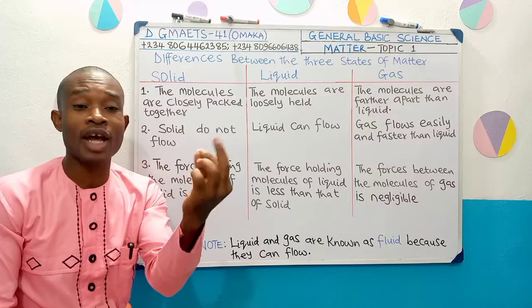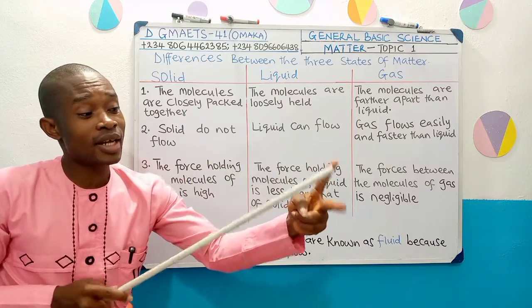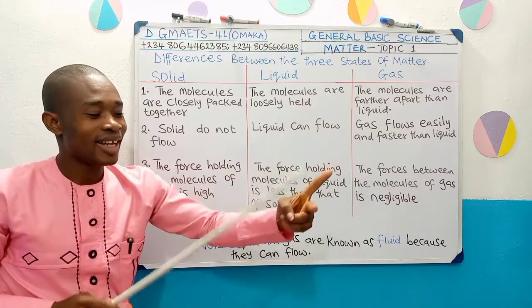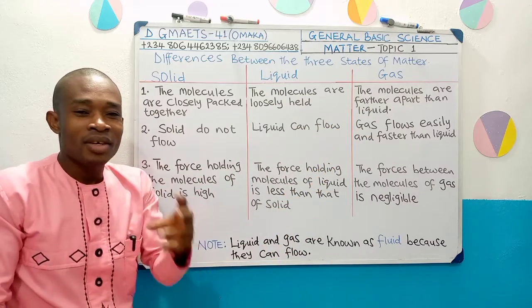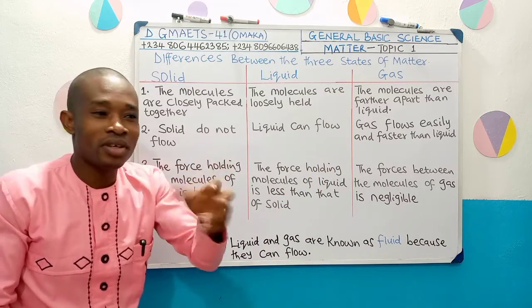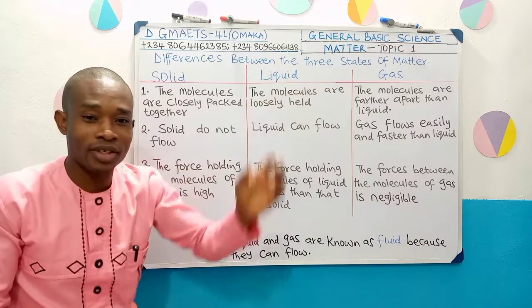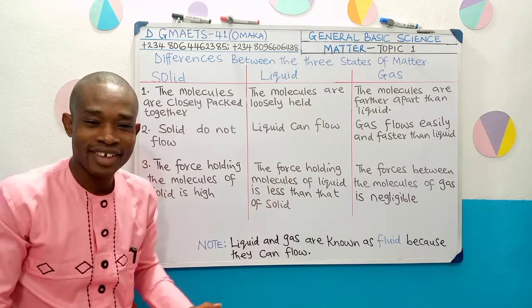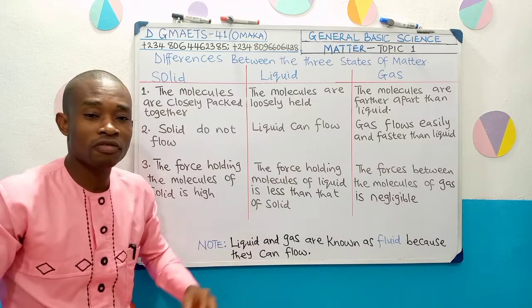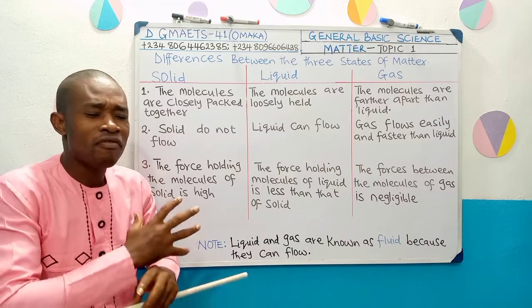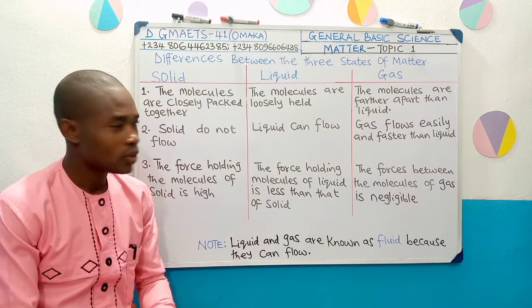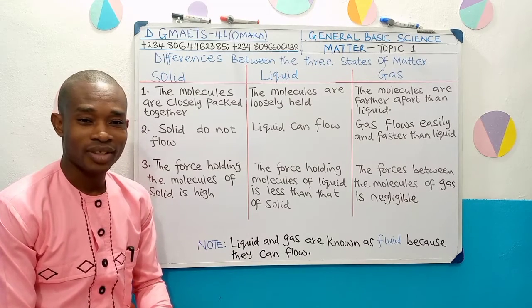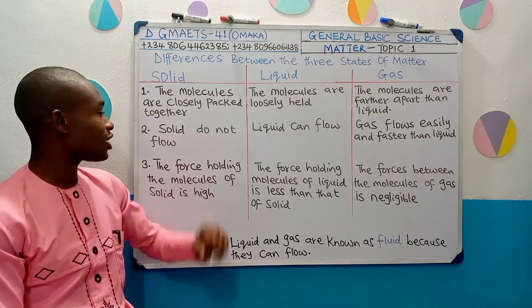If I give you 2 gas molecules now, the distance between them is greater than the size of the molecule. So if one passes, before you see the other one, that first one has disappeared. So you might not notice that anything is really passing. So the molecules of gases, they are very far from one another. They are farther than that of liquid. Okay, now we move on to the next one.